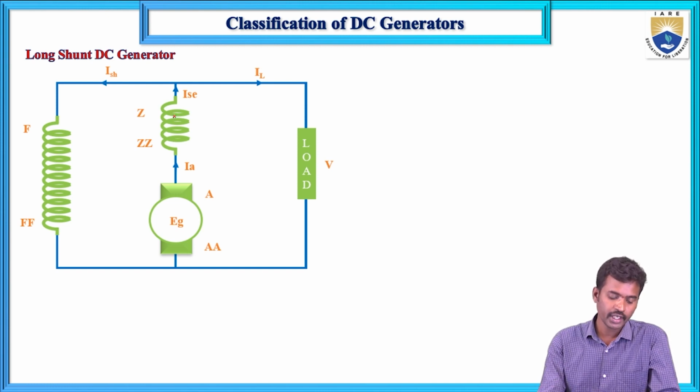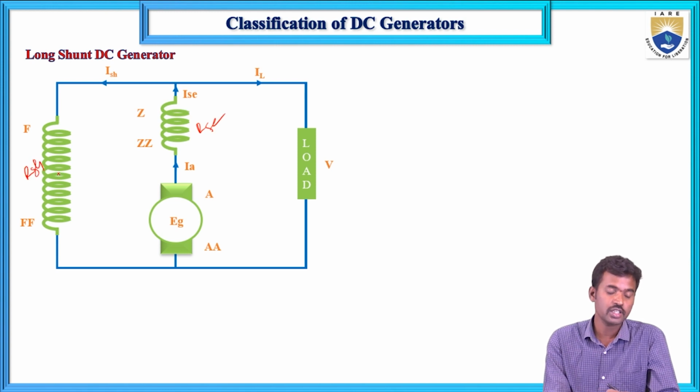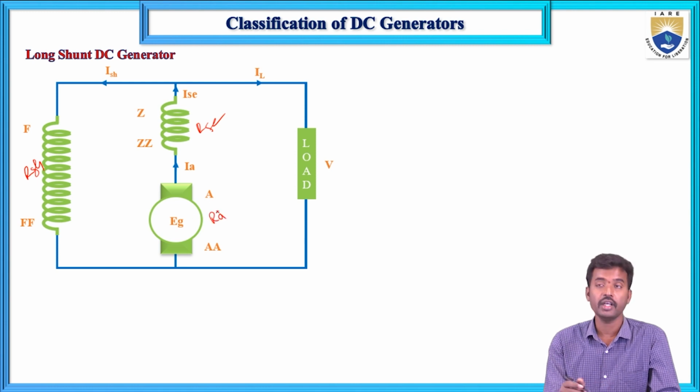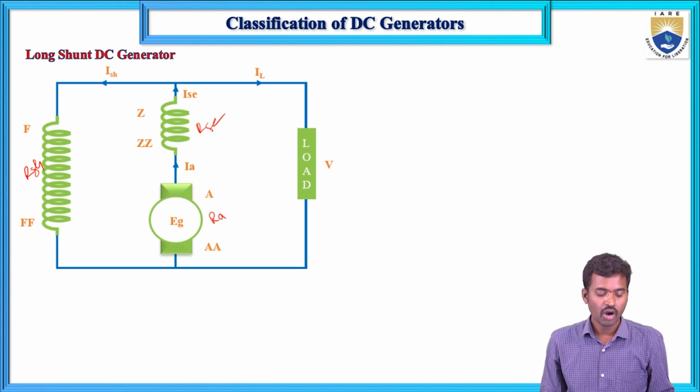Here, ZZ is one field winding and FF is the other field winding. The ZZ field winding is connected in series with the armature winding, and FF is connected in parallel with the armature winding, and the entire combination is connected to the load. The load terminal voltage is V and load current is IL, the series field current is I series and its resistance is R series, the shunt field resistance is RSH and shunt current is ISH, the armature resistance is RA, and the induced EMF in the long shunt generator is EG.